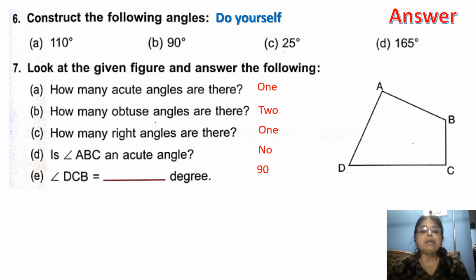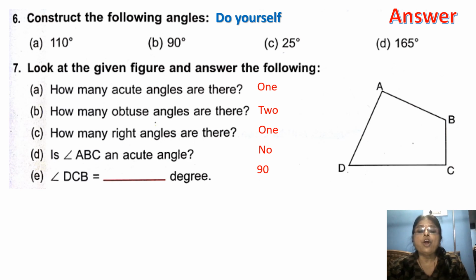Next, question number 7. How many acute angles are given here? Here angle ADC is less than 90 degree. Only one angle is here which is an acute angle. So the answer is 1.